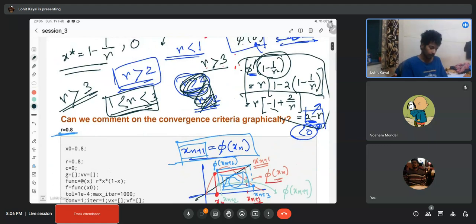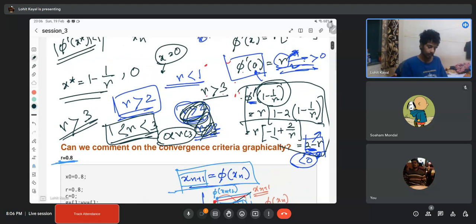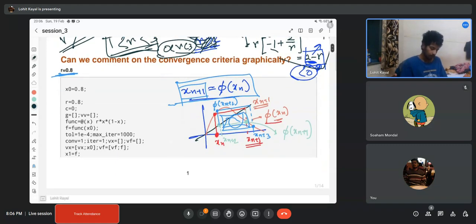When r is less than 0, from the theory we can very easily understand what is happening. But beyond 3 it is not quite trivial. So here I have to start somewhere. This is my x0. This x0 is 0.8. This is my value of r. It is again 0.8.